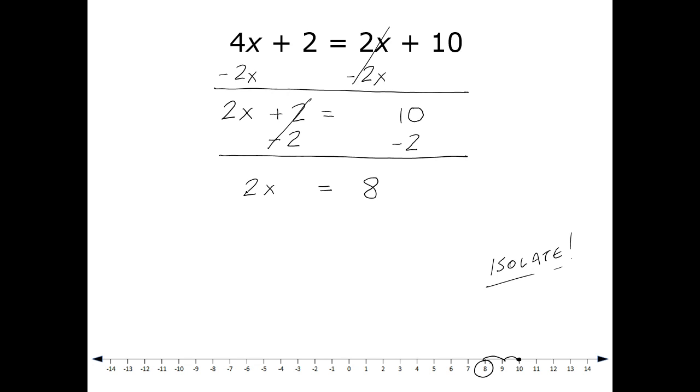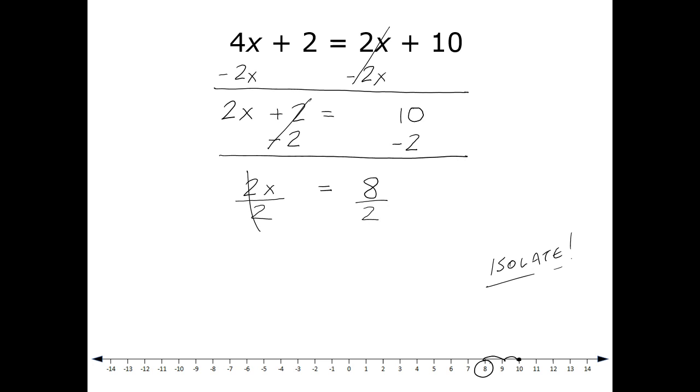This 2 is multiplying the x. This is the last step. Okay, I look at the number that is multiplying the x. This number here is multiplying the x. So to get rid of it, I have to do the opposite, that is divide. Okay, I always do the opposite operation to get rid of whatever I want. So in this case, I'm going to divide by that 2. And if I divide on one side, I have to divide on the other side as well.